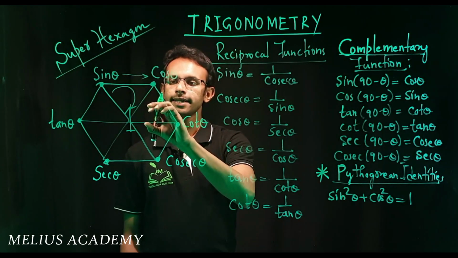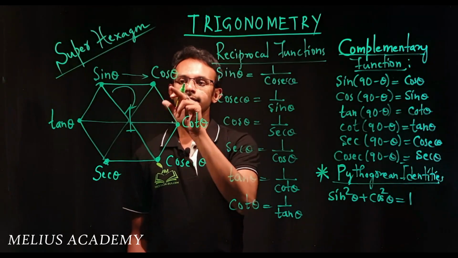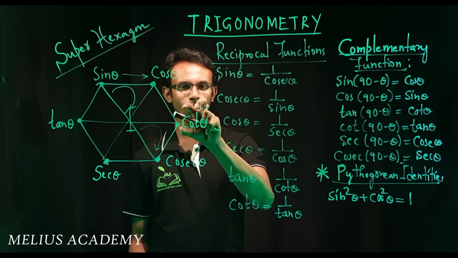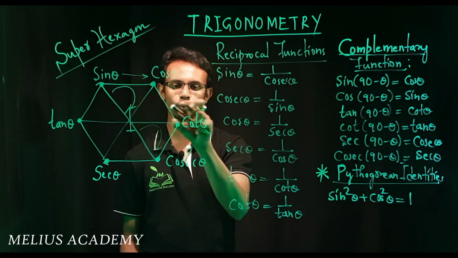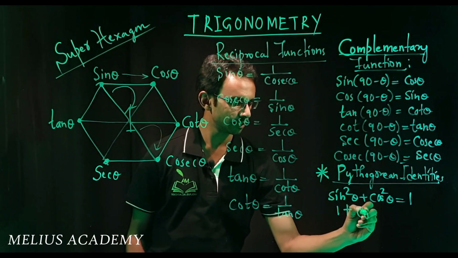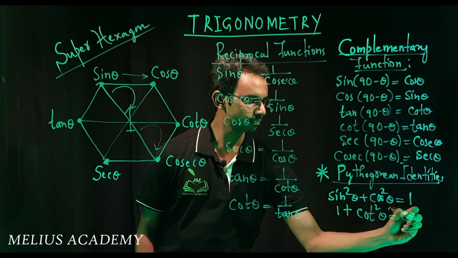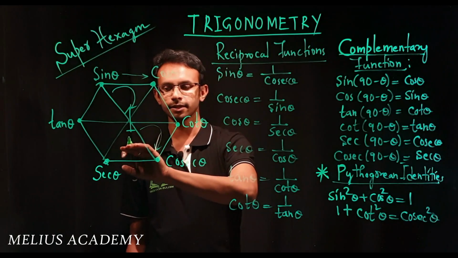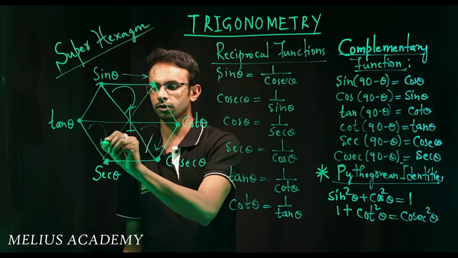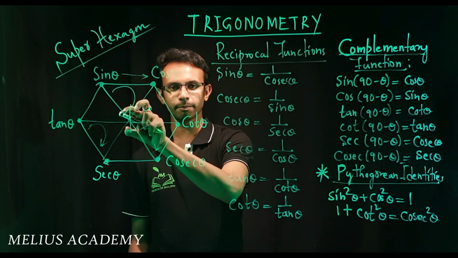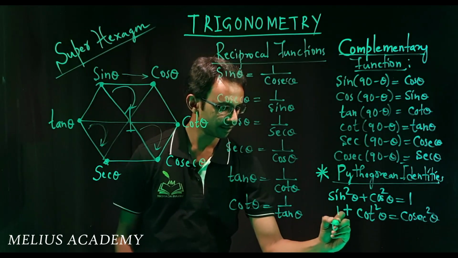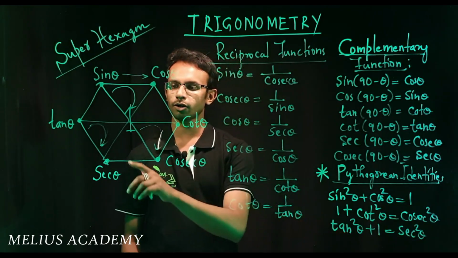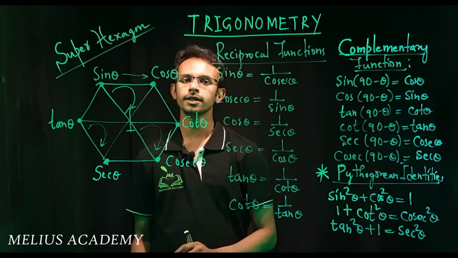Then you can leave the next triangle, which is the second one. The third, you have to see again in clockwise direction: 1 plus cot square theta is cosecant square theta. You have to just square these terms. 1 plus cot square theta is equal to cosecant square theta. So in this triangle, then you have to neglect this third, and go for the last in clockwise direction. Tan square theta plus 1 is also secant square theta. Tan square theta plus 1 is secant square theta. Or you can also say 1 plus tan square theta is equal to secant square theta.